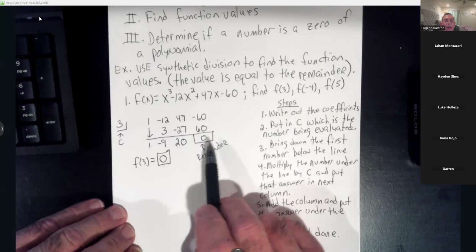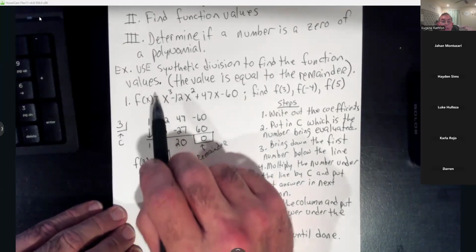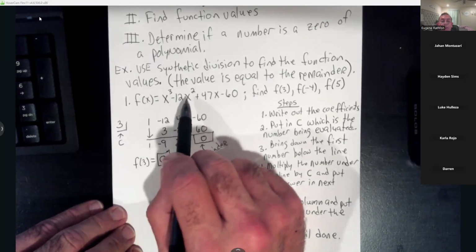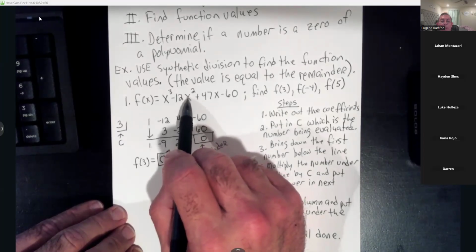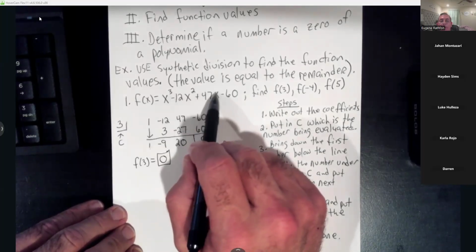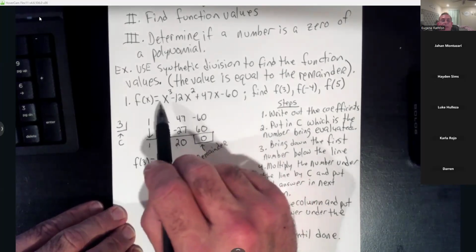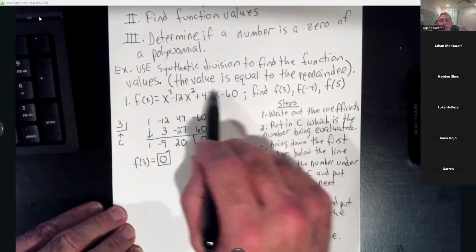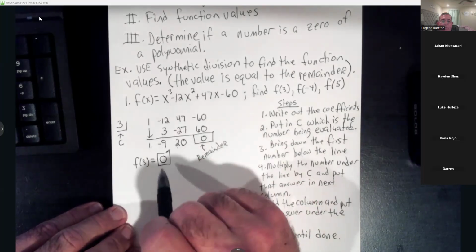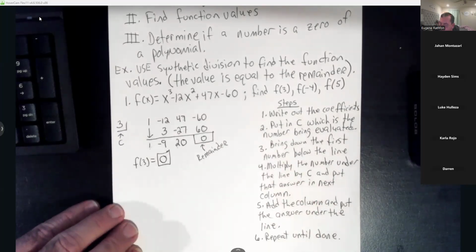Okay, so the remainder. That's the answer you would get if you put a 3 here and cubed it, a 3 here and squared it, multiplied by 12, a 3 here multiplied by 47. If you put 3 in for all of those x's, your final answer would be 0.